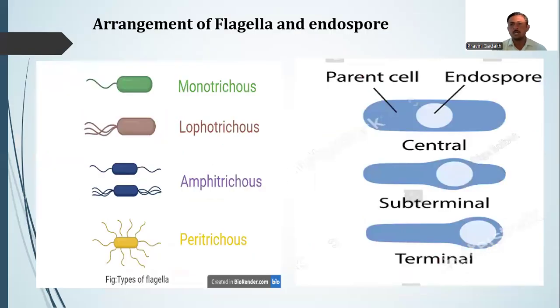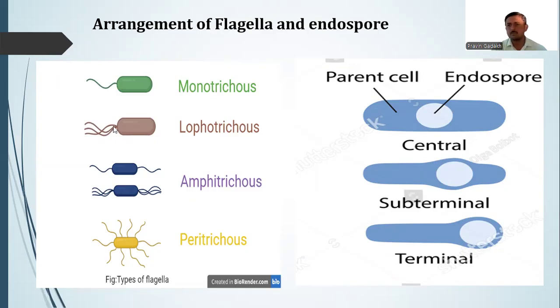Now, apart from the size and shape, bacteria also have a particular flagella arrangement pattern. With respect to that, we can carry out flagella staining, or by the hanging drop method, we can determine whether they are motile or not. After that, we can stain for the flagella, and if a single flagellum is present at one end of the bacterial cell, it is the monotrichous type of flagella.